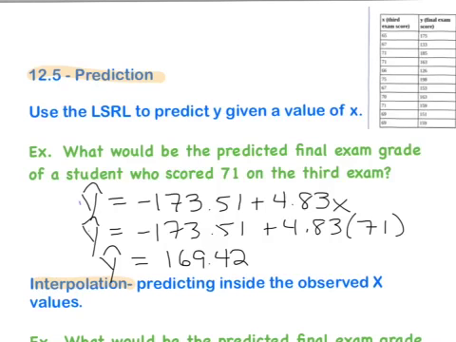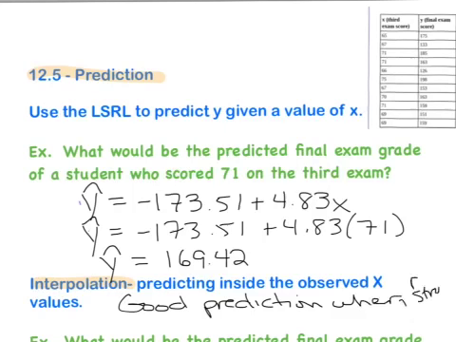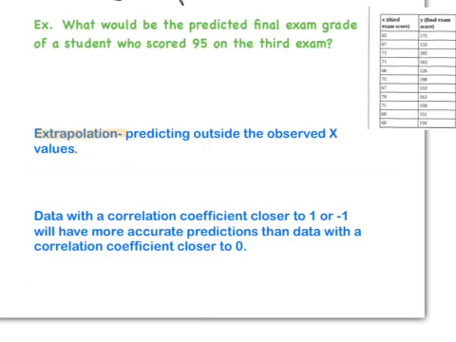This is called interpolation. It's predicting inside the observed x values, and this is a good prediction when R is strong. If I have a good strong R, meaning it's 0.6 or above, we're making a pretty good prediction on this one.